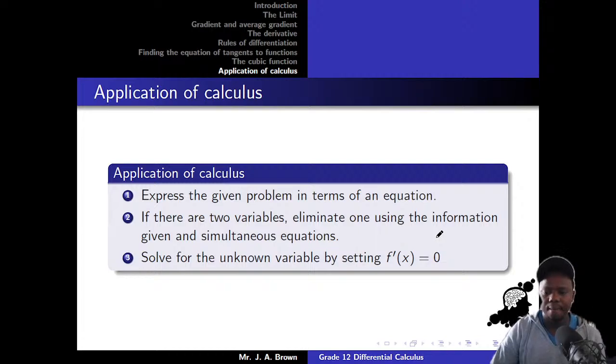Right. One last part. When we are looking at the application of calculus, you need to be in a position to express a problem in terms of an equation. If there's two variables, you need to eliminate one variable and use simultaneous equations. You need to solve for the unknown variable by setting f prime equals to 0.